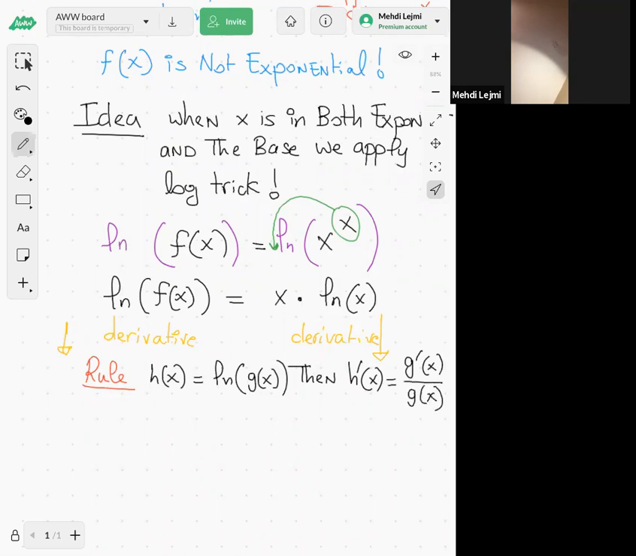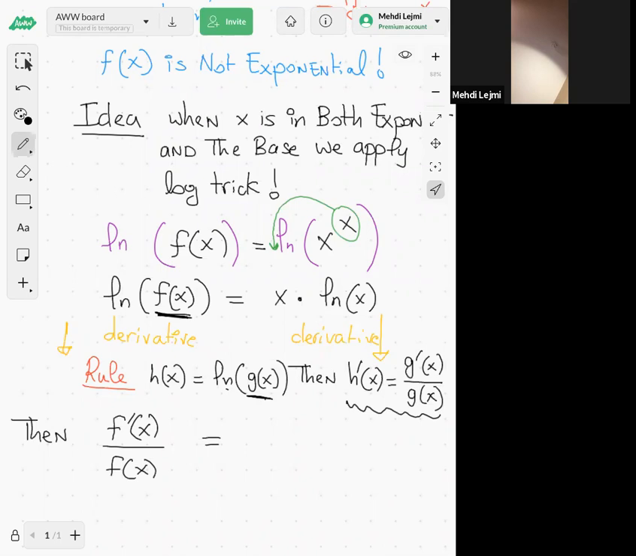This f here is like my g. I have a natural log of f, and the derivative would be g prime over g. So in my case, the derivative of natural log of f would be f prime over f. So on the left side we have f prime of x over f of x, because I applied this rule.